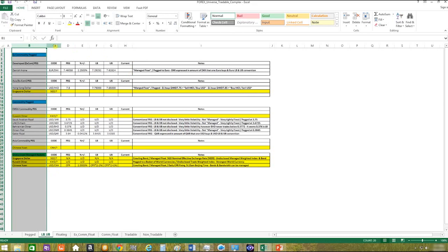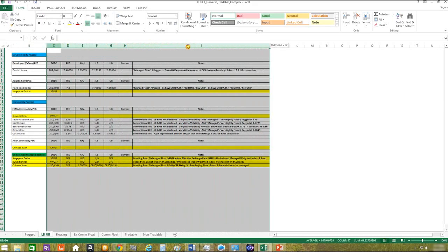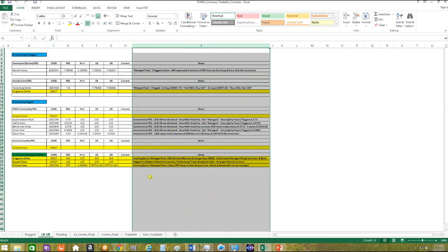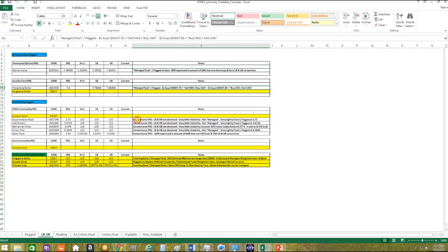But we're not going to be lazy and just completely ignore them. We're still going to learn about them. So in your own time, please learn about these and go through all of the qualitative statements here in column I and learn about these pegs and what they actually mean.